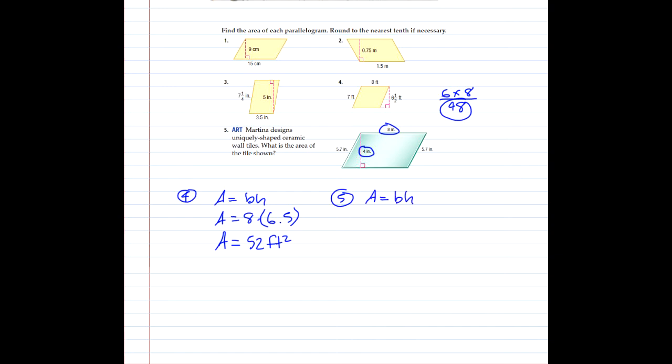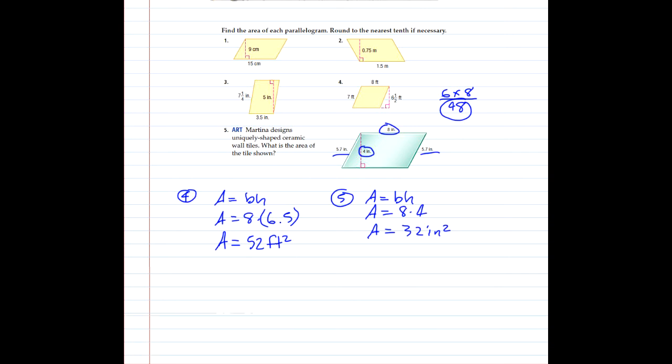I think the reason they're giving us this problem is they've thrown in these 5.7s in the hope that somebody will use that in the formula. We know you won't. So my area equals 8 times 4. In this case, the area of my parallelogram is 32 inches squared.